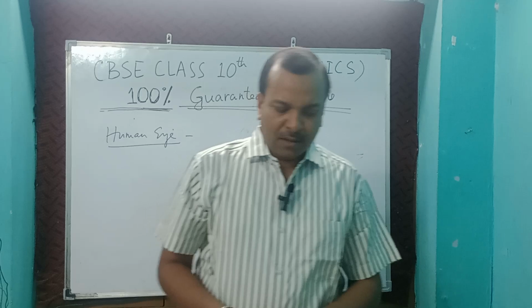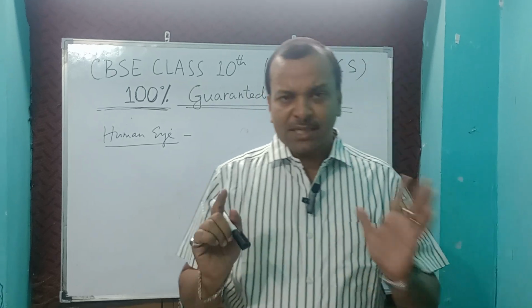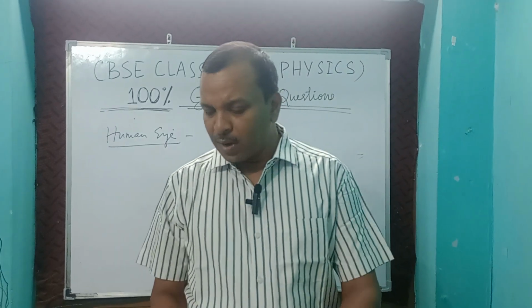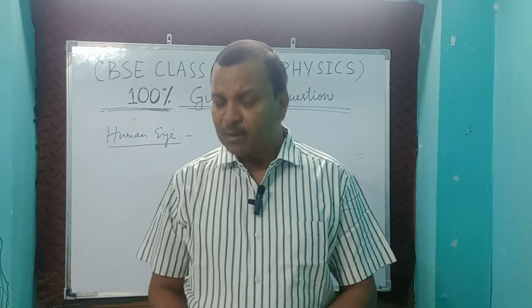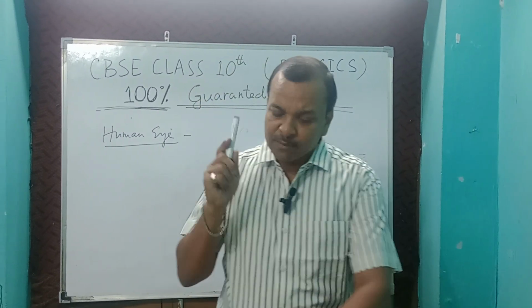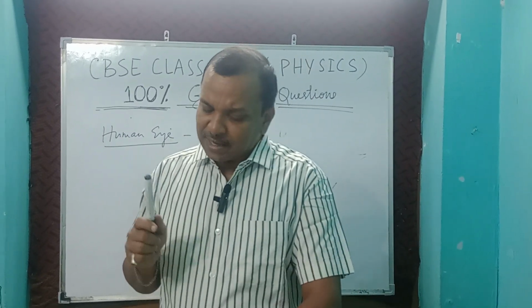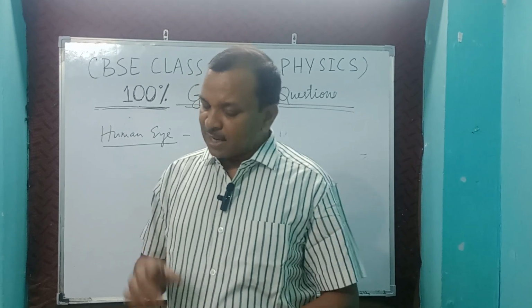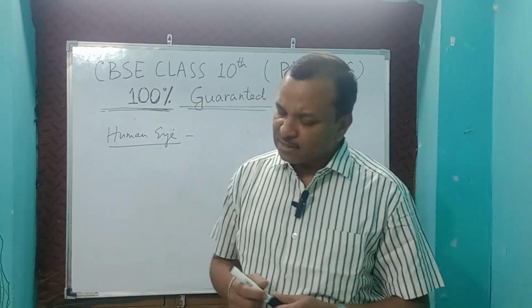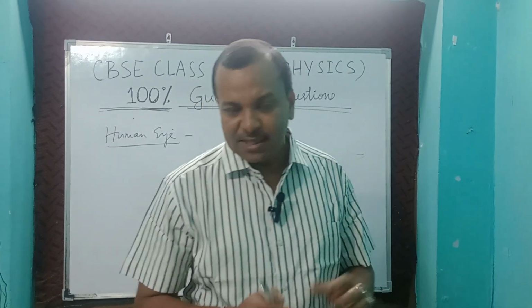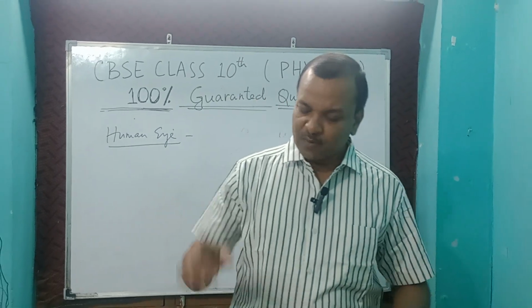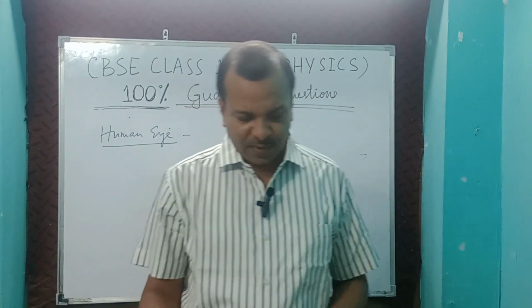Next one is from exercise question number 1. Let us go to the exercise question. Question number 1. The human eye can focus objects at different distances by adjusting the focal length of the eye lens. This is due to what? One more question you are going to get.